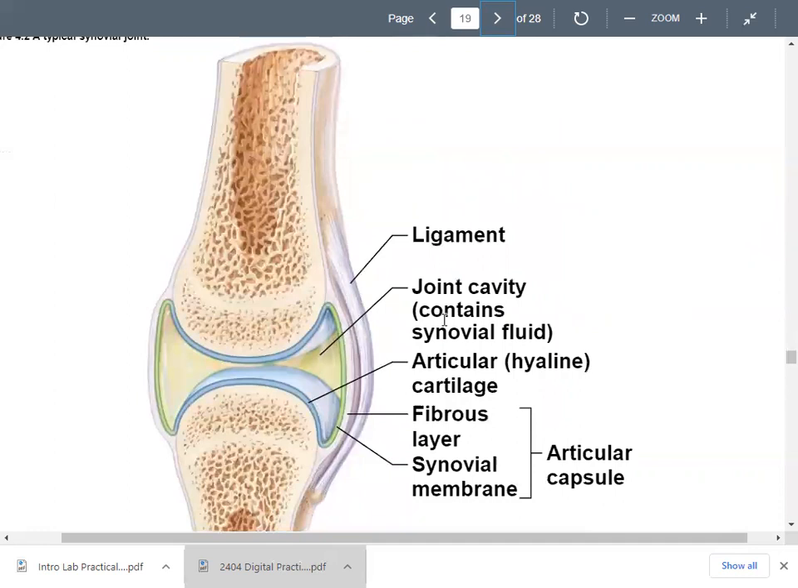Synovial joint, I showed you that up there. Again, if you see something that looks like this, it's the synovial joint. The bones are lined by articular cartilage, so they're not hitting each other. You've got your joint cavity with your synovial fluid in it. It's your synovial membrane. You've also got a fibrous layer around it, which forms your articular capsule. This helps you deal with the pressure on your joints.